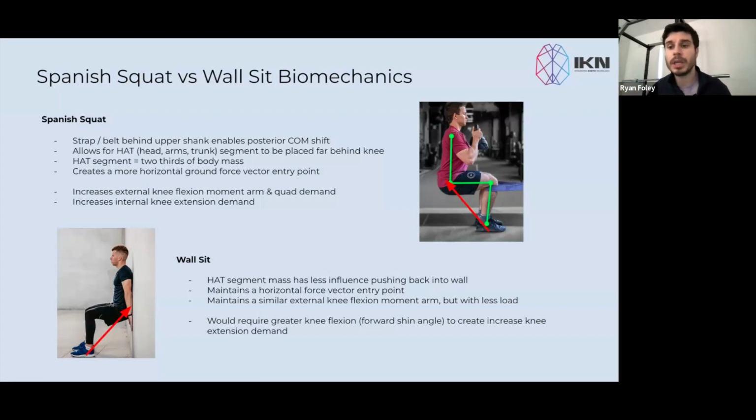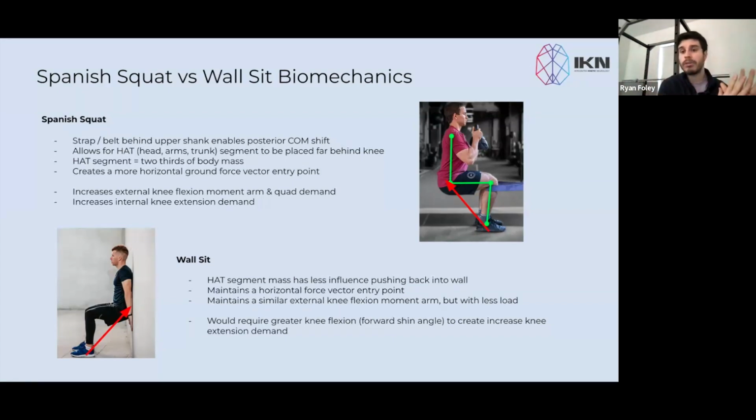In a knee extension machine, for example, you are not considering what the femur is doing, you're considering more what the shin is doing. So it's more of a shin dominant or tibial dominant strategy. Whereas here in a Spanish squat, we have the femur and the shin acting together to create more demand on the knee extensors.